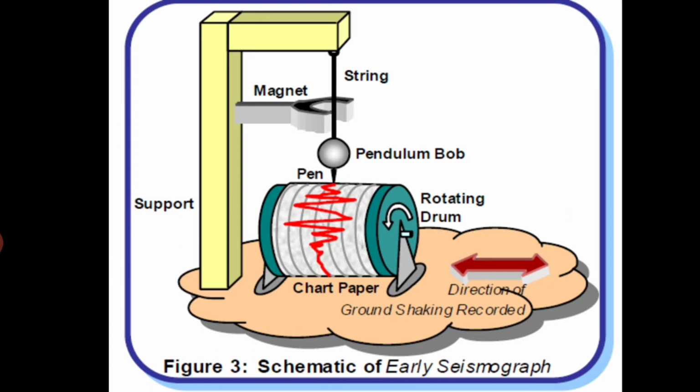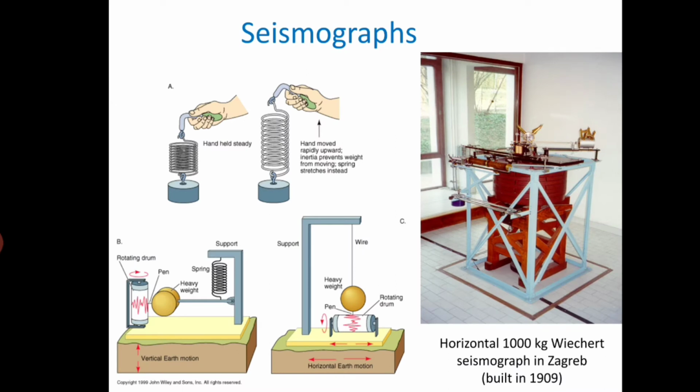Now you can see that the support is fixed on the ground. When the ground is shaking, the support shakes, and due to the magnet the pendulum is rotated, and due to the motor the drum rotates. You can see that the amplitude of the earthquake is noted in red color. This is a very simple method that records the magnitude of the earthquake, but it does not give the perfect magnitude precisely. That is why new techniques were developed.